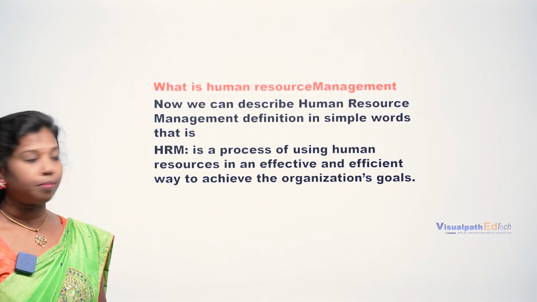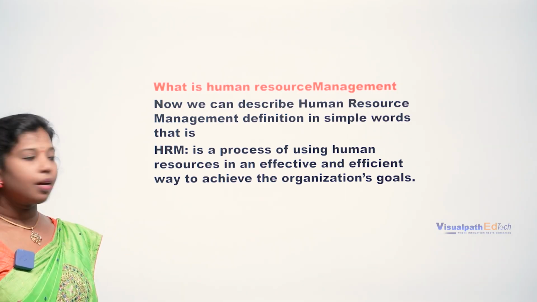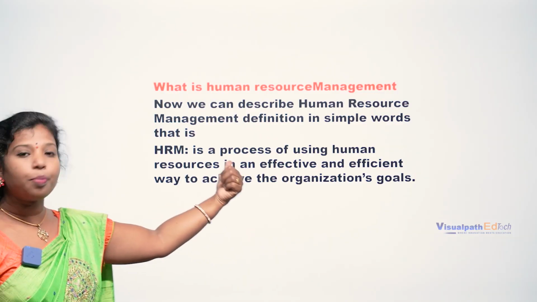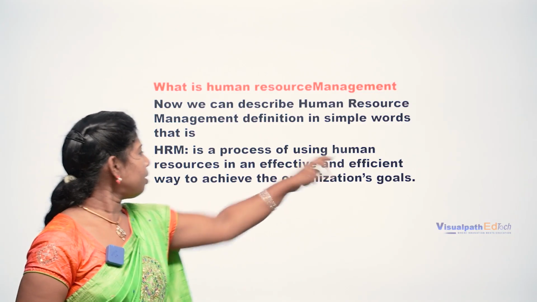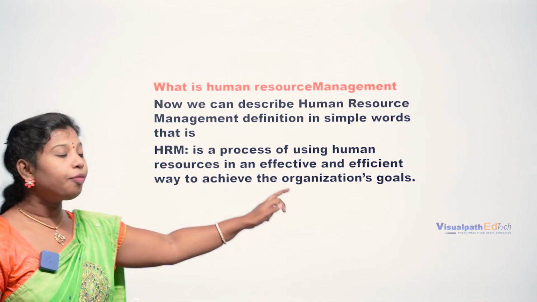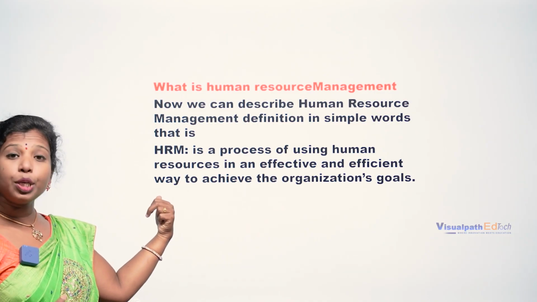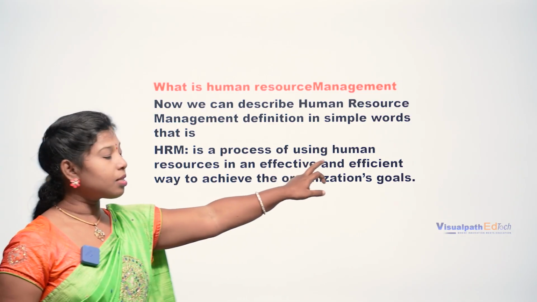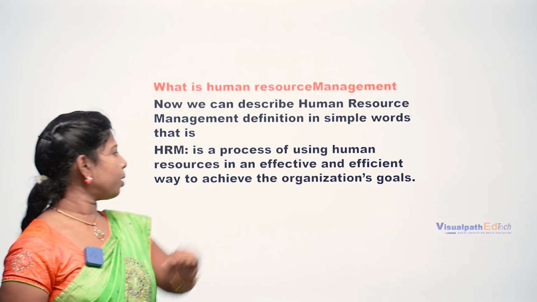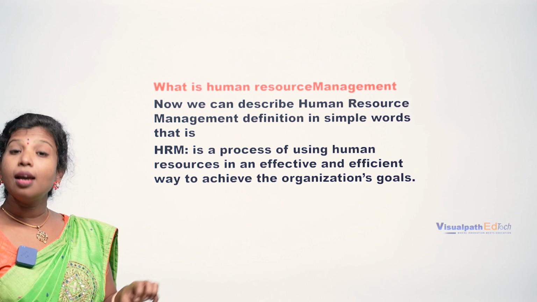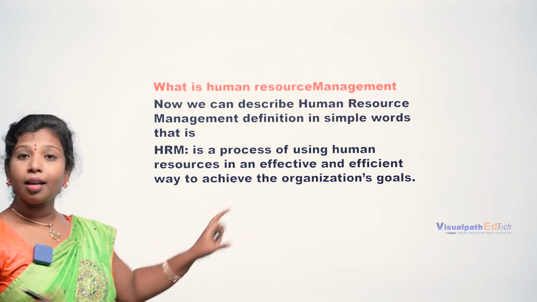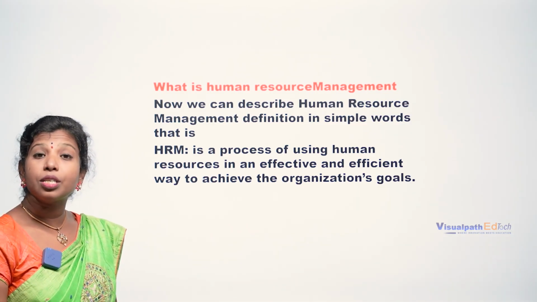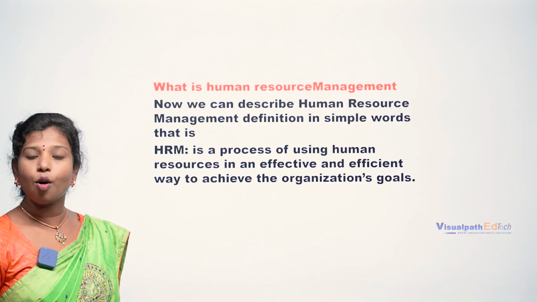What is HRM? Now we can describe the HRM definition in simple words. It is a process of using human resources in an efficient and effective way to achieve the organization's goals. What is the meaning? What are we using? Humans, right? Employees and resources in an effective and efficient way, for what? To achieve the organizational goals. So this is a simple meaning of HRM.